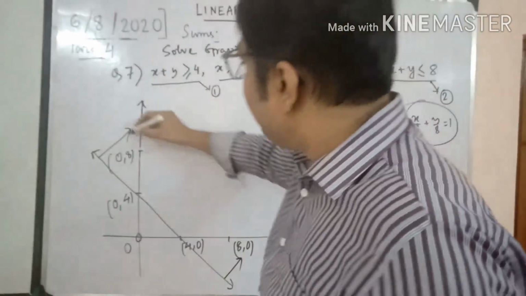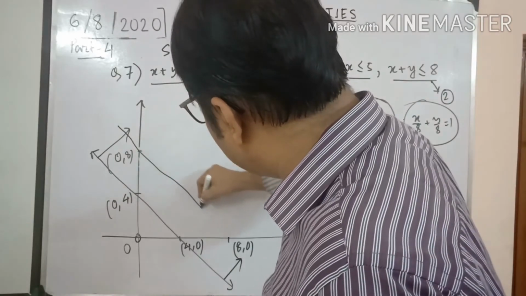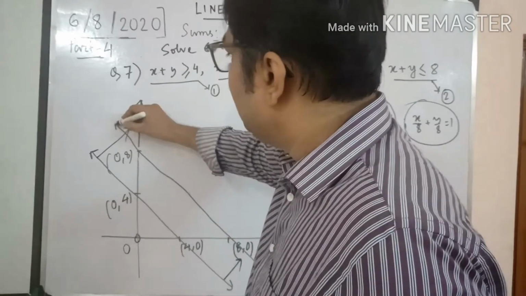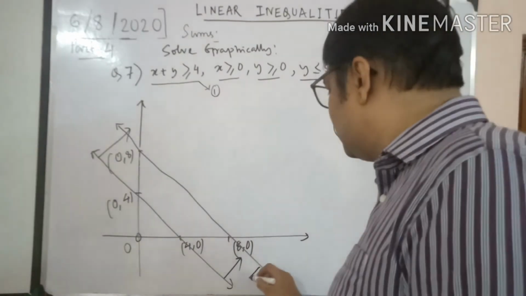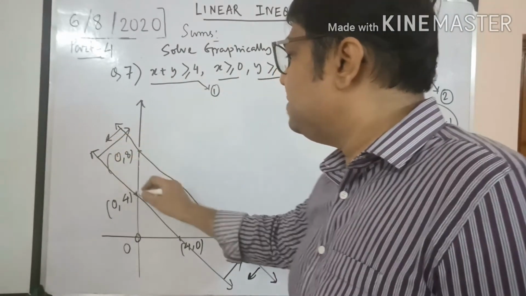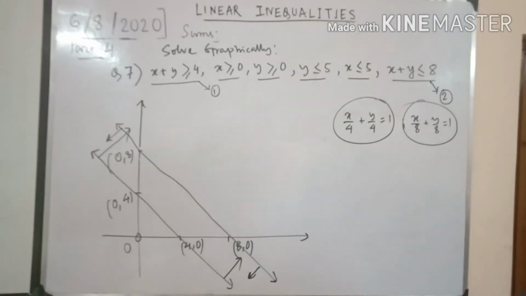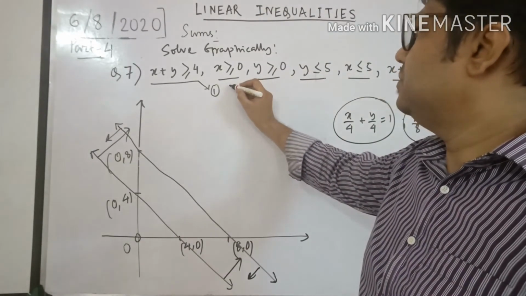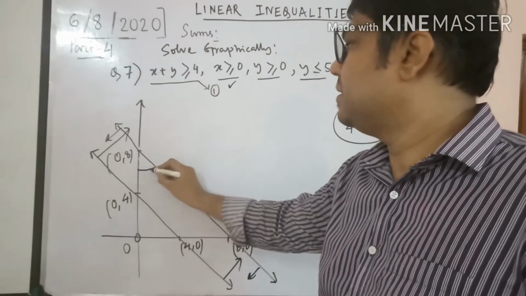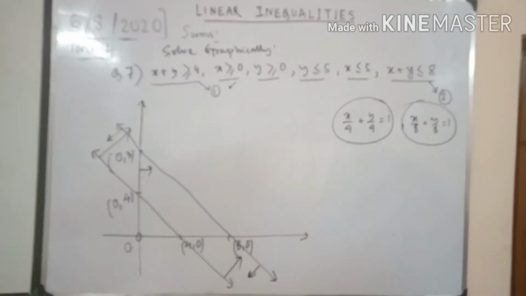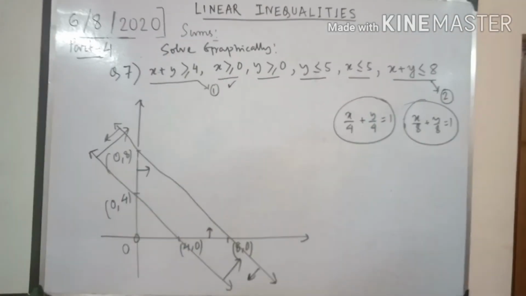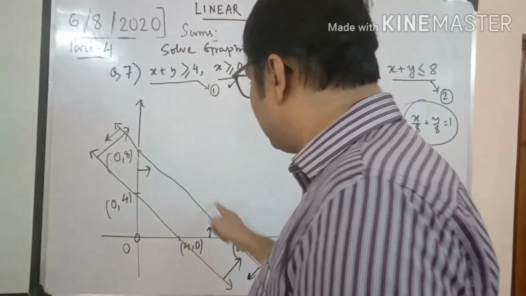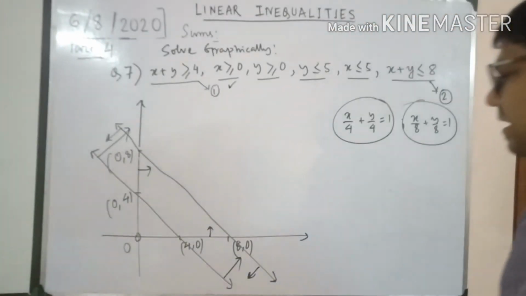The next line x by 8 will be something like this. Now if you put 0, then the equation gets satisfied. So it's towards the origin, that means in between these two lines. What else? x greater than 0, that means it's towards this way, and y greater than 0, that means it's in the first quadrant. So we got this part confined, kind of a trapezium.